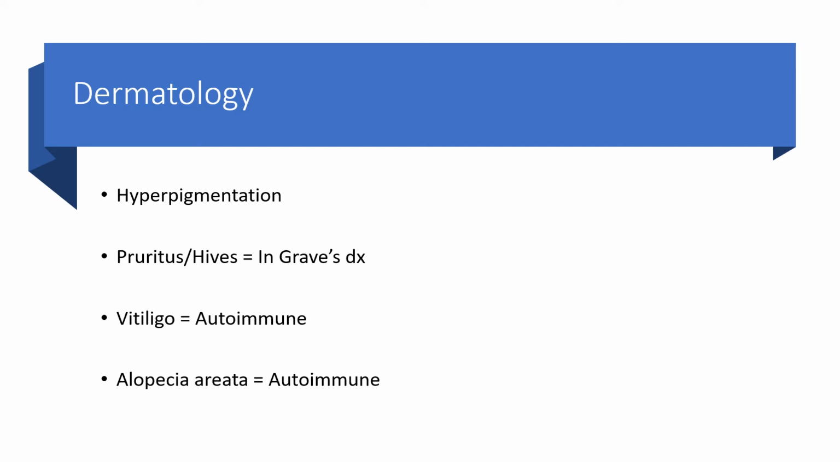Vitiligo alone is a dermatology problem, right? But from that, we can pick hyperthyroidism, type 1 diabetes mellitus, systemic lupus erythematosus, Sjögren's syndrome, celiac disease, ulcerative colitis, Crohn's disease, and the list goes on.